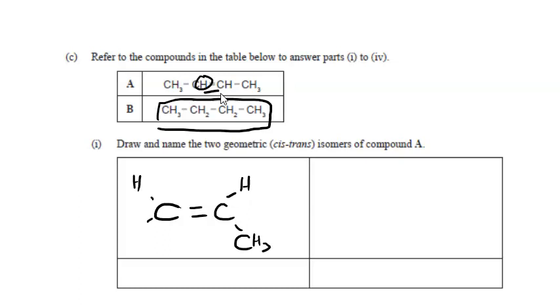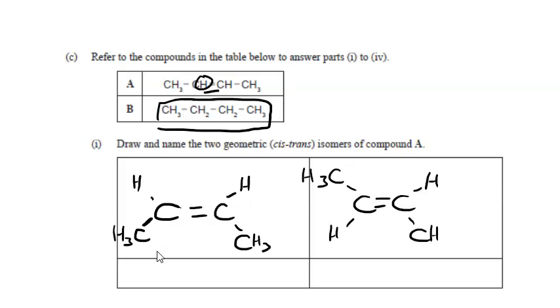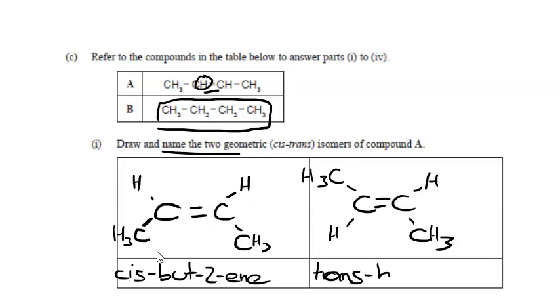But we can just go HCH3. You might actually see this written as H3C instead, just to exemplify that the bond is going to the carbon there, not to the hydrogen. So C, and then we need to do a trans isomer, CH3, HCH3. So draw and name the two. So we're going to be cis-but-2-ene, and then trans-but-2-ene.